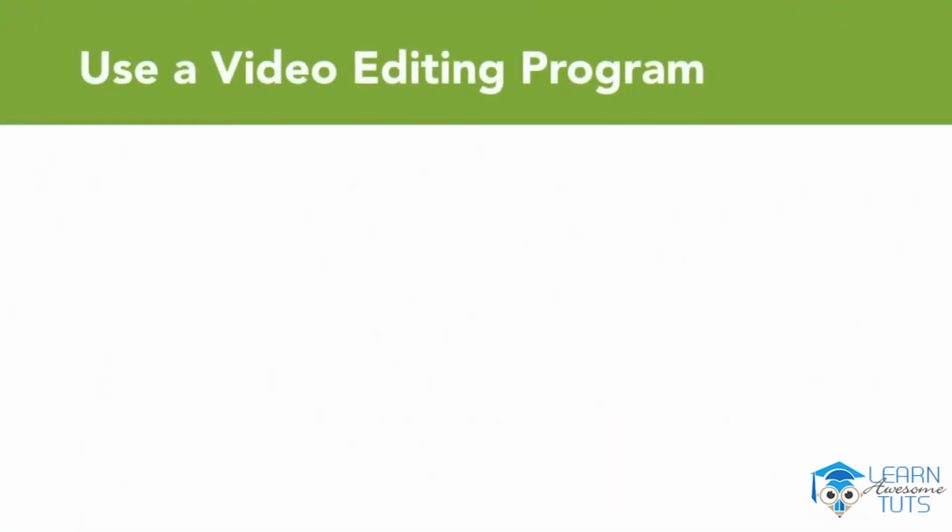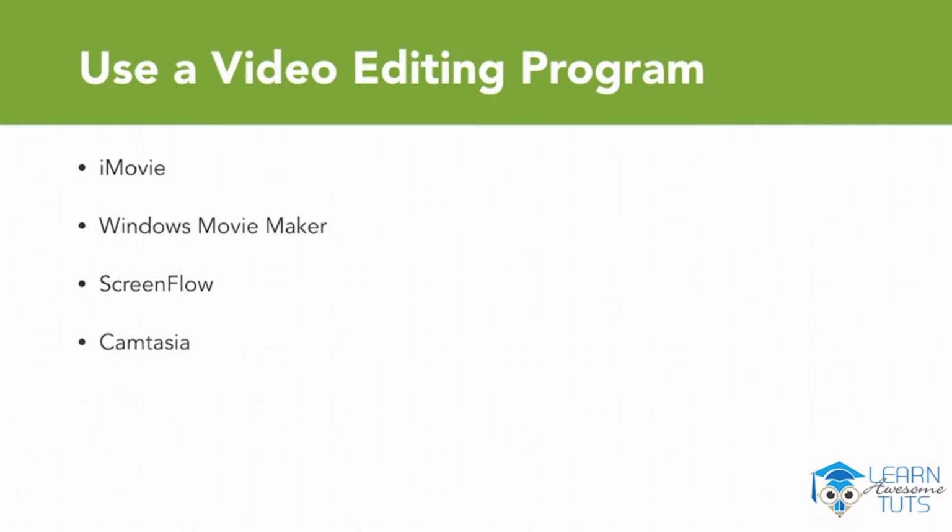Before actually uploading your videos to YouTube, one of the first tips that I have is to use a video editing program. YouTube has some video editing features built in, but they still don't compare to the features offered in third-party programs. There are a number of programs that you can use, but here's a short list of some of the ones that I recommend. You could use iMovie, Windows Movie Maker, ScreenFlow, Camtasia, Adobe Premiere Pro, or Final Cut Pro.